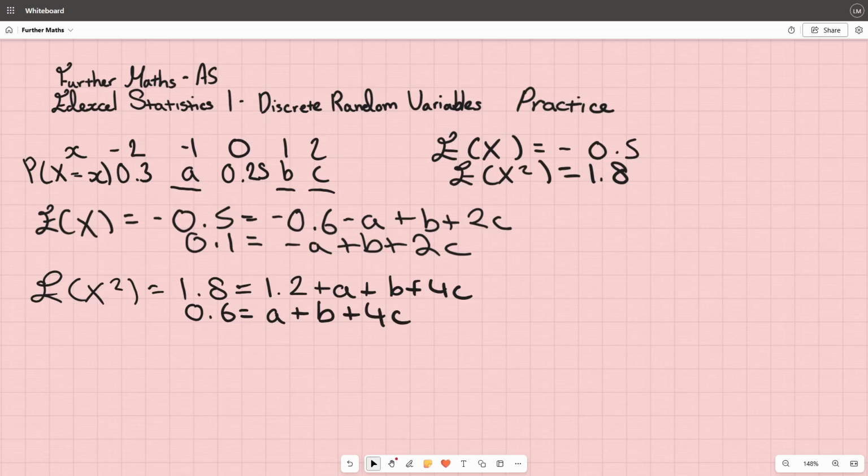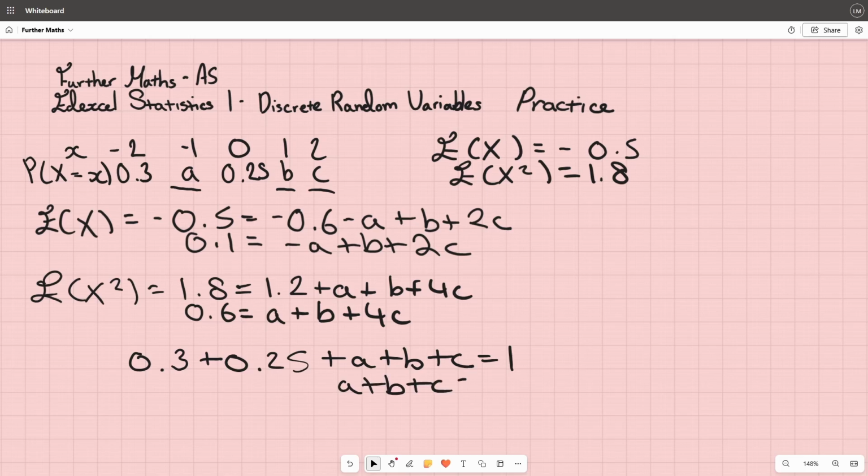So now we have two simultaneous equations, and we can put that into a calculator, and it gets solved. And then because there's 3 unknowns, we need to have 3 different simultaneous equations. So now we have the easiest one. We know that all probabilities add up to 1. So we have 0.3 plus 0.25 plus a plus b plus c is equal to 1. That means that a plus b plus c is equal to 0.45. And then we can put that into a calculator and it can solve it for us.